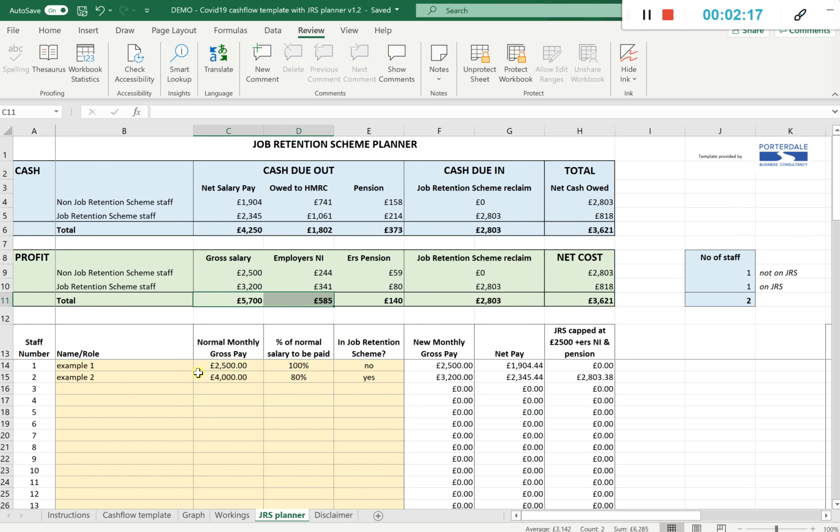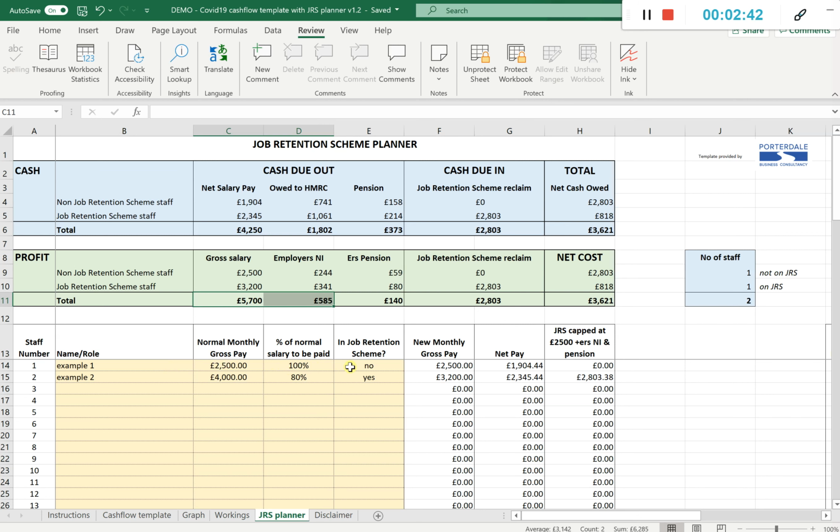Moving on to the input side of it, any of the cells that are in yellow can be input, where you put the name or role if you want to anonymize it, the gross pay, the percentage of the normal salary to be paid, and whether somebody is in the scheme.